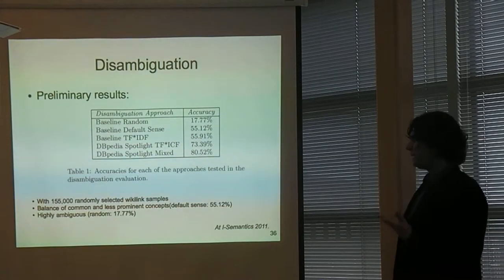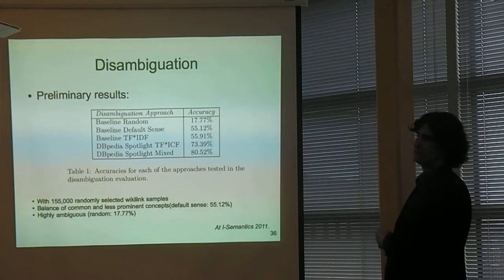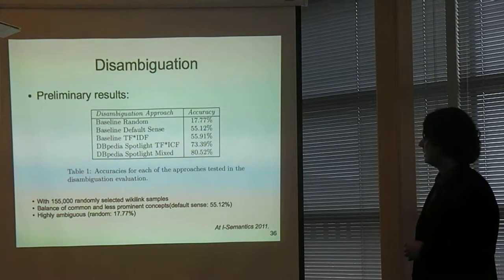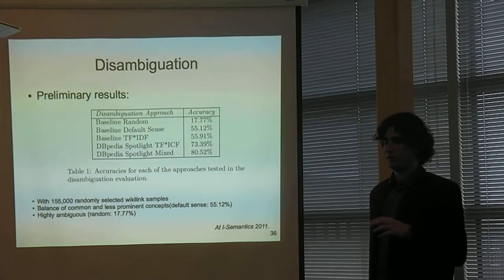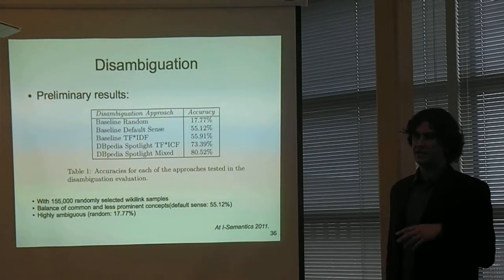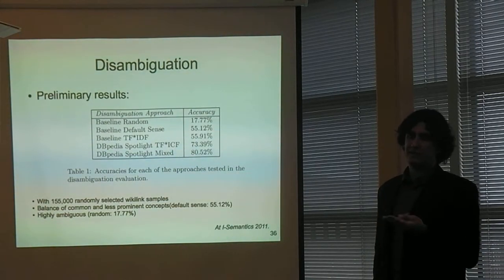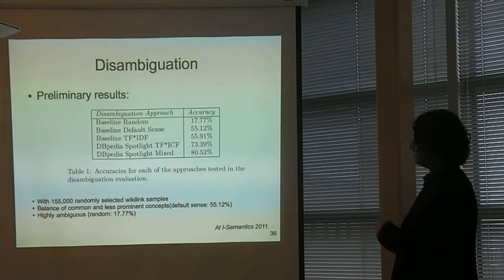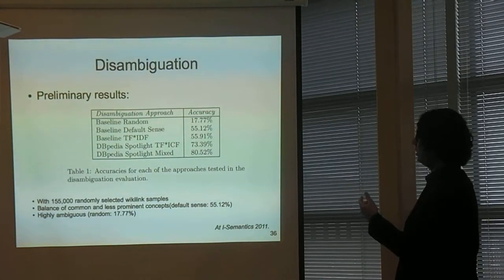And we made sure that the sample had a balance of very common and less common entities. So if we just use the default sense strategy, it only gets 50% of them correct. And we also made sure that we have names that are highly ambiguous. So if you have only names that have one possible interpretation or two possible interpretations, you also have an unfair advantage in your evaluation. So we implemented this random disambiguator just to show that picking one of them at random has very, very low accuracy.